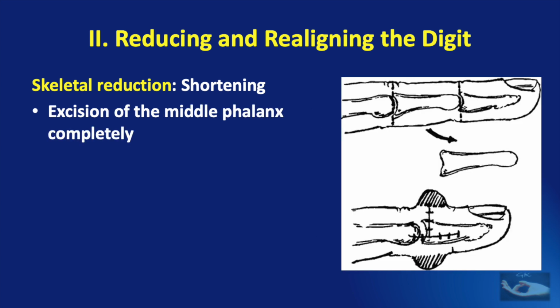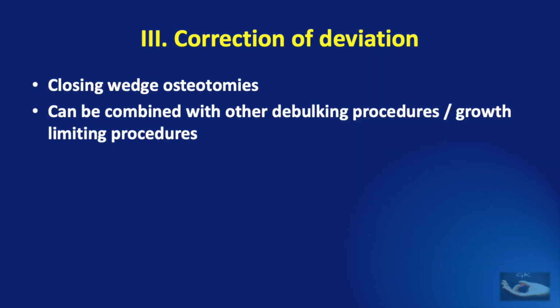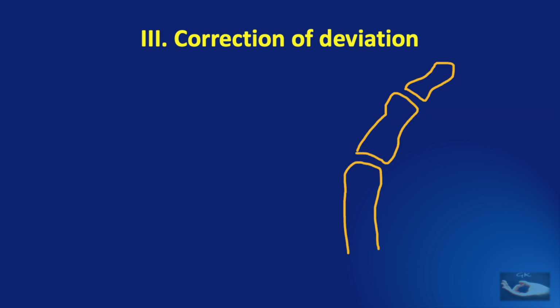Another procedure for reducing the length of the skeleton is by excising the middle phalanx completely, but this will result in both a dorsal hump and a palmar hump, which will have to be excised later. After procedures to limit the growth of the finger and also to reduce the bulk of the finger, we also need to correct the deviation in some cases.